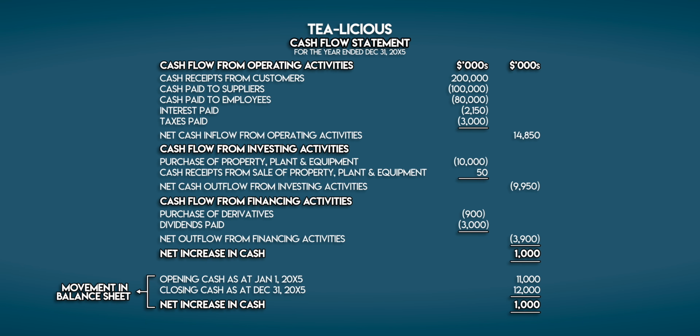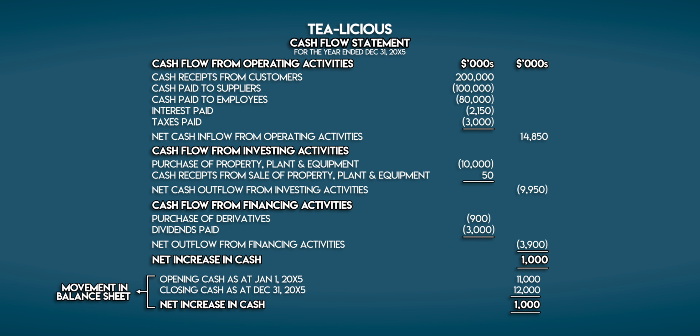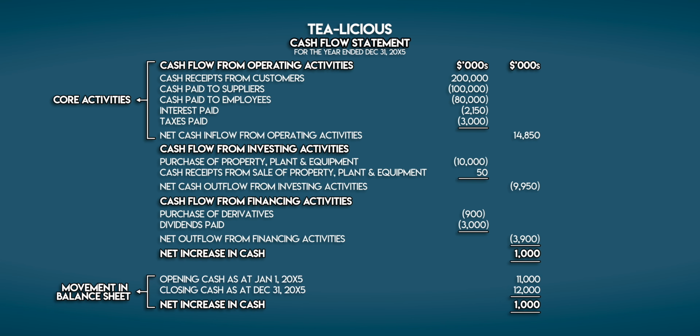But how did this come about? This is where the top section comes in. We work out the cash flow from operating activities, investing activities, and financing activities. Cash flow from operating activities covers regular business activities. How much cash Tealicious brought in and spent whilst selling tea. Tealicious is using the direct method, so this section mirrors an income statement prepared under the cash method of accounting.